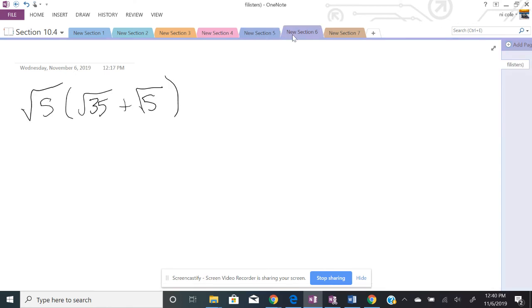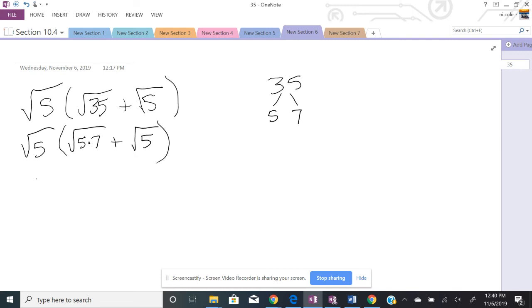The other thing we can do is multiply. But before I multiply, I'm going to take my 35 and break it down into its prime components. What times what is 35? It's 5 and 7. So effectively, I have the square root of 5 times 5 and 7, 5 times 7, plus the square root of 5. So when I distribute, it would go inside.